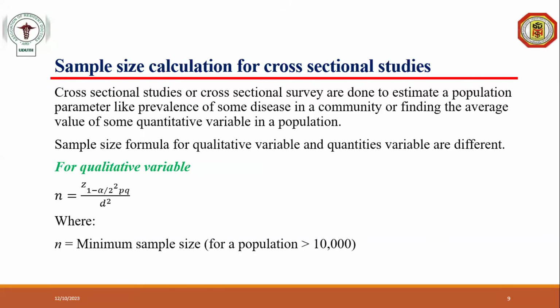Number one, sample size calculation for cross-sectional studies. Cross-sectional studies or cross-sectional surveys are done to estimate a population parameter, like the prevalence of some disease in a community, or finding the average value of some quantitative variable in a population. So cross-sectional studies are studies that you conduct in order to measure something. You just want to measure without comparing anything.